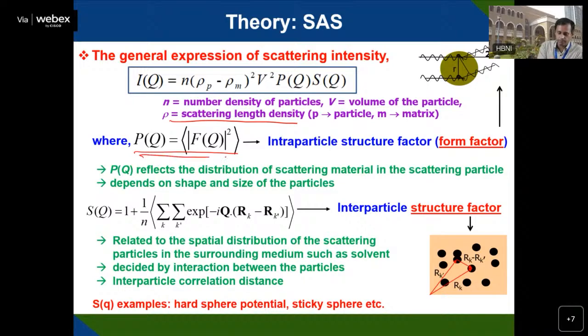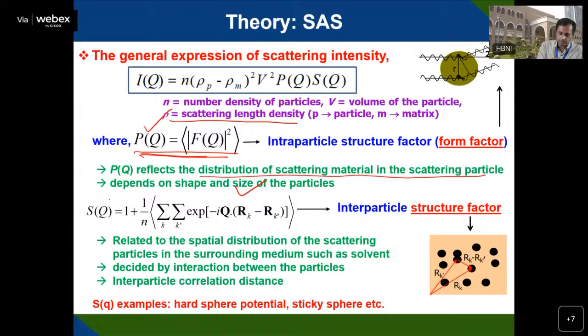So here similarly P(Q) is called the form factor, which mainly gives the intra-particle structure within the particle. That information tells how the particle is structured within itself, and it depends on the shape and size of the particle. It reflects mainly the distribution of scattering material within the scattering particles, and this information we get from the P(Q) factor.